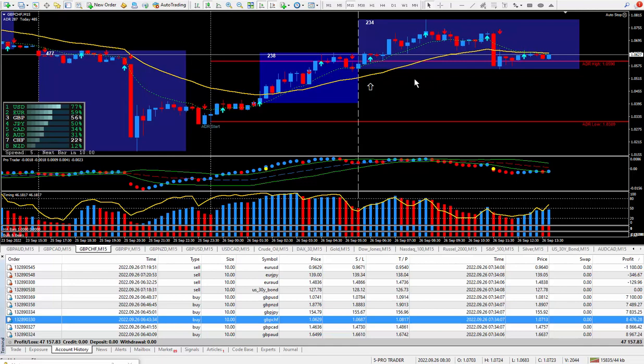The signal candle is when it goes from red to blue. See, it's blue, blue, blue. TZ is going up. And the MACD is blue. So on the next candle, you'll get the arrow.